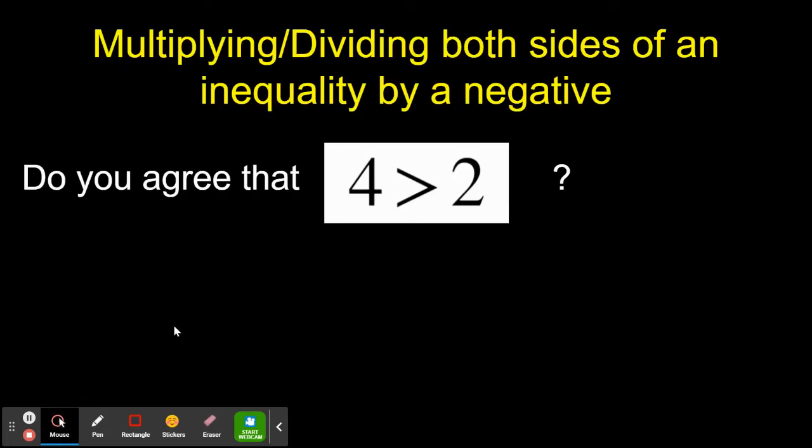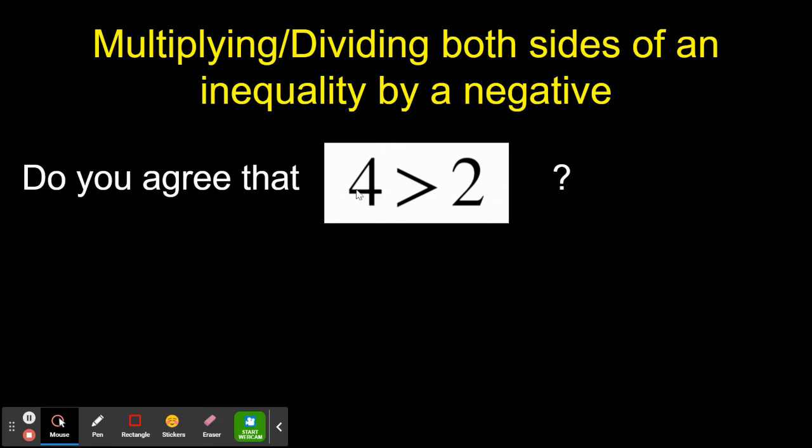All right. Now, so far, everything's been pretty much the same as solving equations. There is one twist to things here. So let's go through this thought experiment of looking at a couple things. When we're multiplying and dividing both sides of an inequality by a negative, what's going to happen?